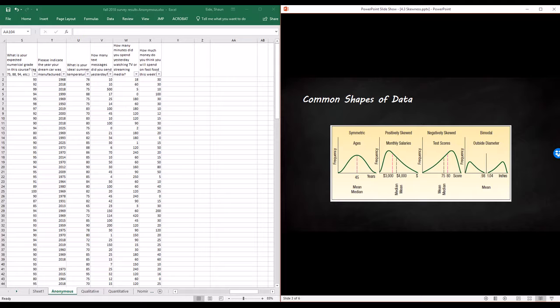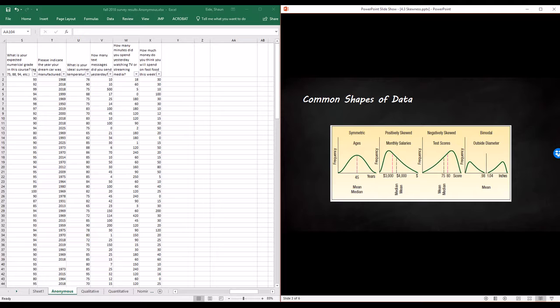There's symmetrical, positively skewed, negatively skewed, and bimodal. When it's symmetrical, what you're really looking at is the symmetry of data. Does the left side match up with the right side? It's kind of like if you were to fold a piece of paper in half. Are the two sides of the piece of paper symmetrical?